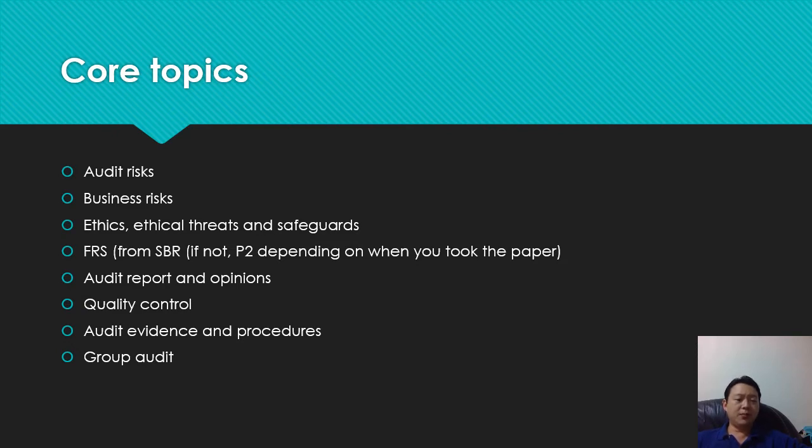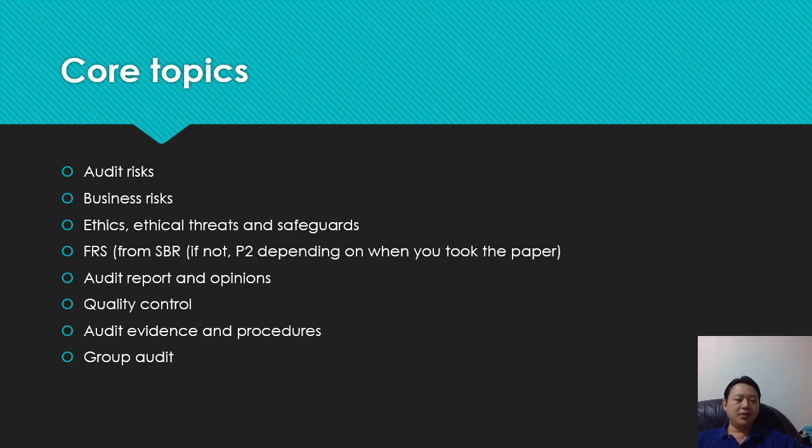The other topic, business risk, occurs on a somewhat periodic basis. It may occur or it may not occur at all. Following that is ethics and ethical threats and safeguards. According to the recent examiner's report, the topic of ethics, ethical threats, and safeguards will be regularly tested. So it is worthwhile to invest time to make sure that you fully understand how to identify the ethical threats, which is in fact a very simple topic, and then suggest the appropriate safeguards. The examiner's report has often pointed out that students suggest safeguards that are not appropriate regarding the ethical threats identified.